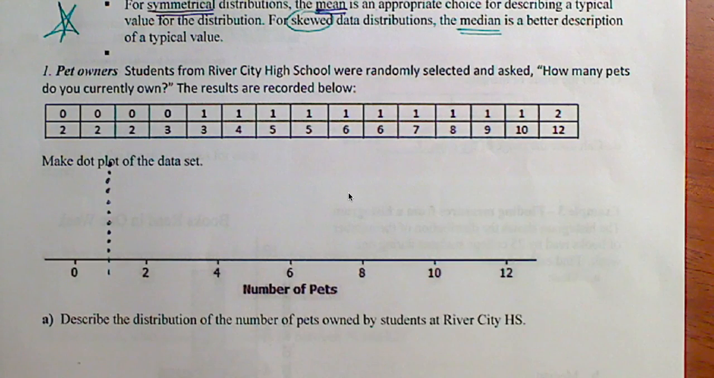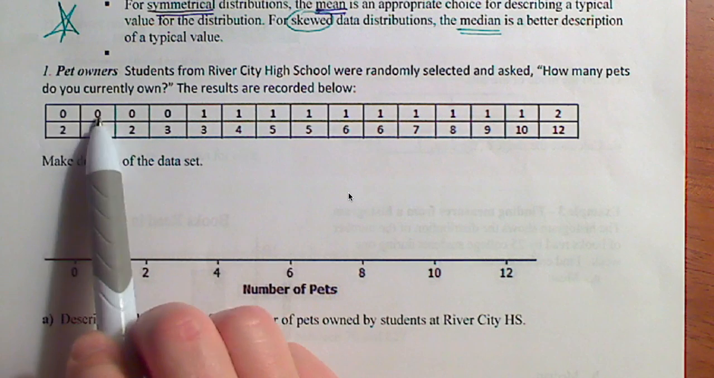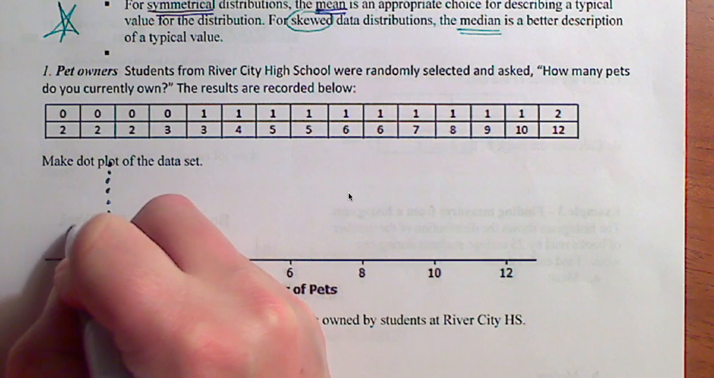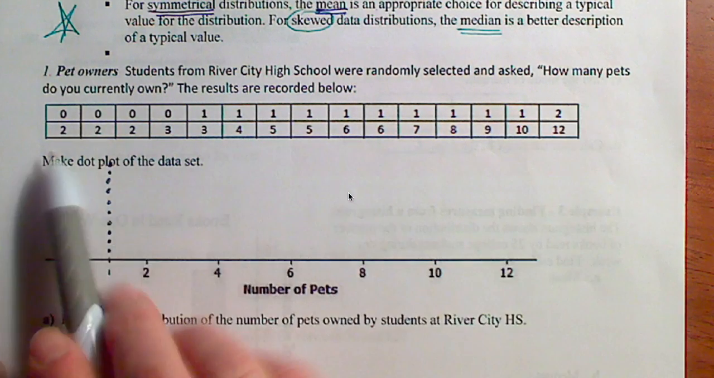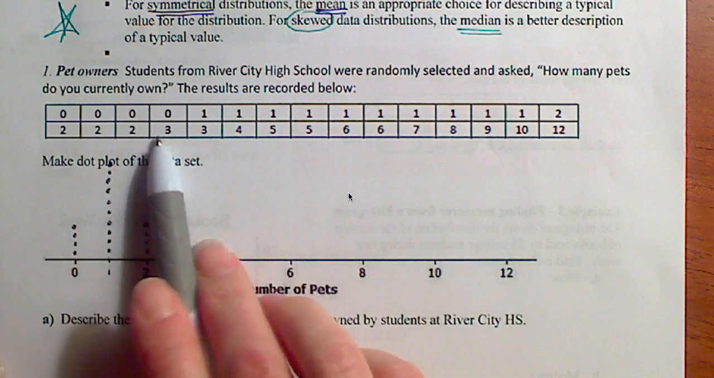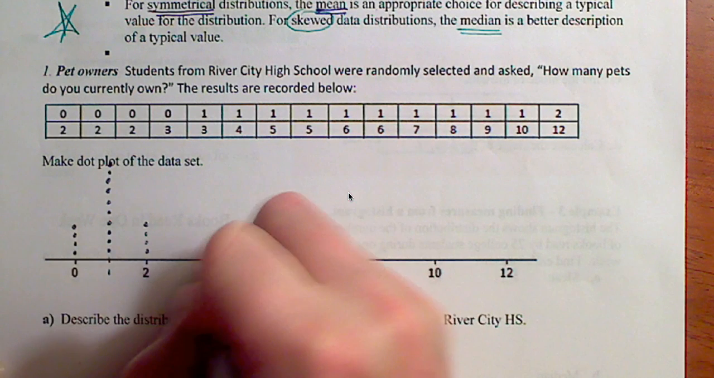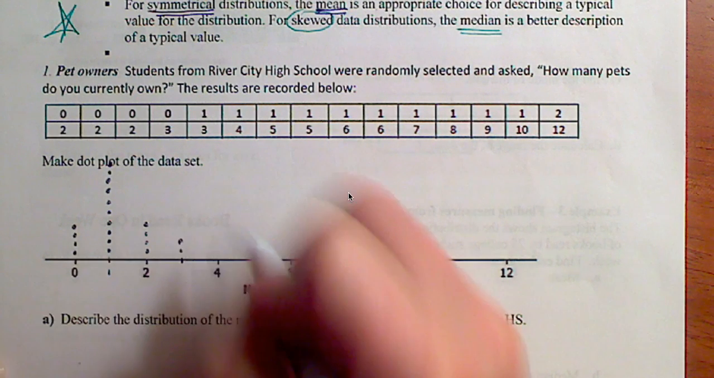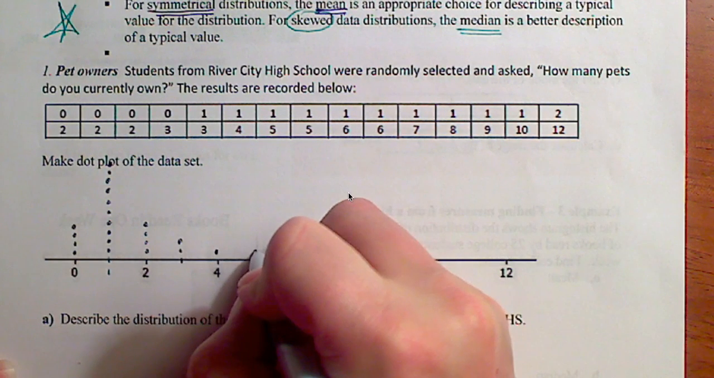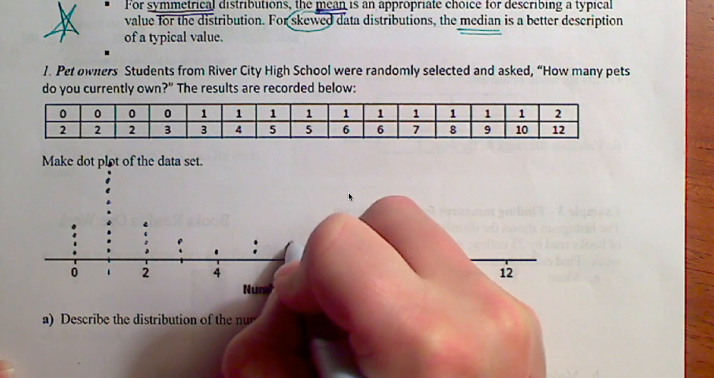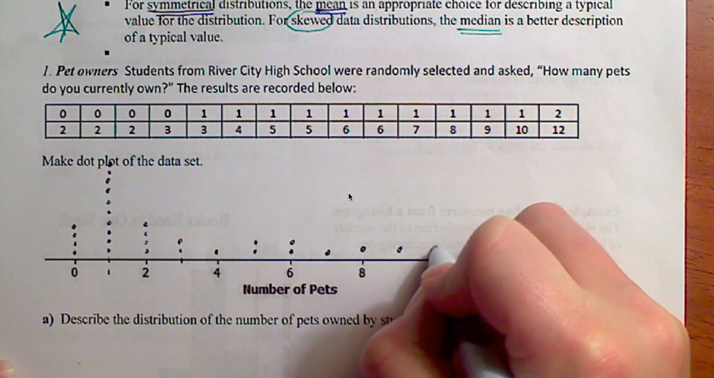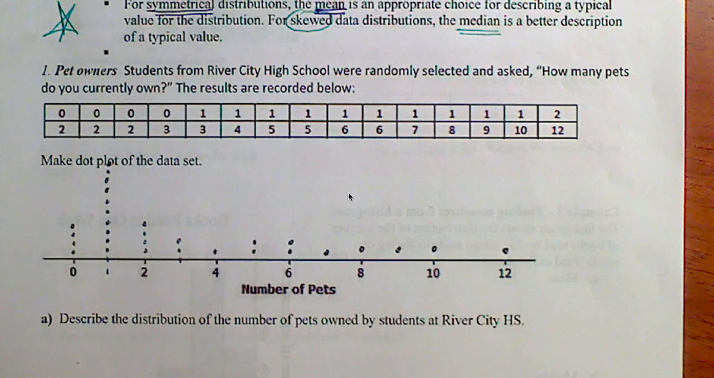Now when we do the others, we have to space them out similarly. So 0 has 1, 2, 3, 4. 2 has 4 of them. 3 has 2. And don't forget, it's going to go here. 4 has 1. 5 has 2. 6 has 2. 7 has 1. 8 has 1. 9 has 1. 10 has 1. And 12 has 1. So there's your dot plot.